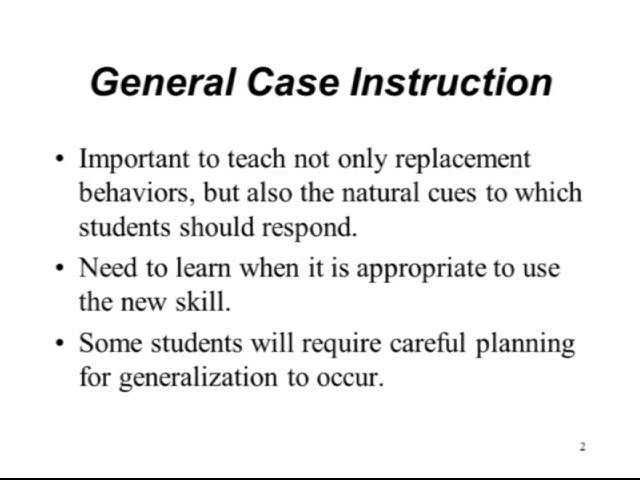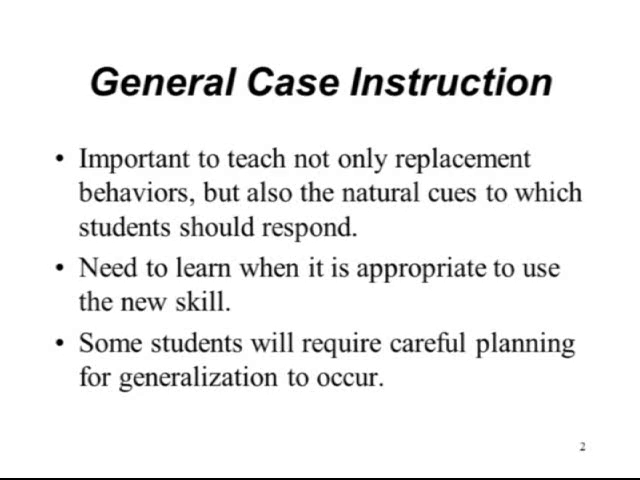So the skill is under stimulus control, as we call it, of a person's prompts or a teacher's prompts or cues, and it's not under stimulus control of naturally occurring events in the environment. If the person is going to be independent, the skill has to be cued by naturally occurring events. So it's important that we not only teach replacement behaviors, but we also have to teach the natural cues to which the student should learn to respond. General case instruction helps us do that.